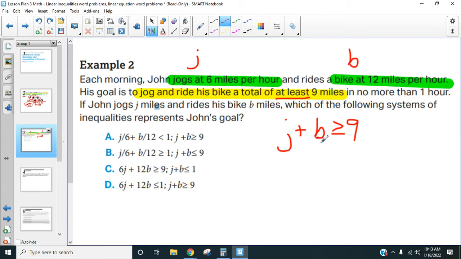So that rules out some automatically. It can't be B and it can't be C. On C, they switch the 9 and the 1. All right.